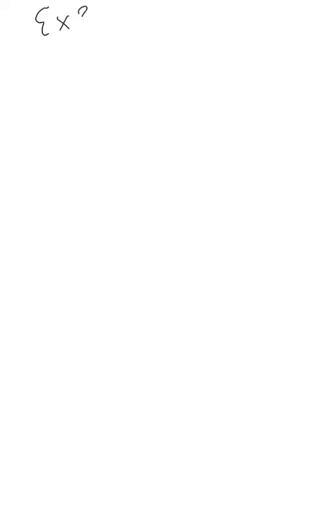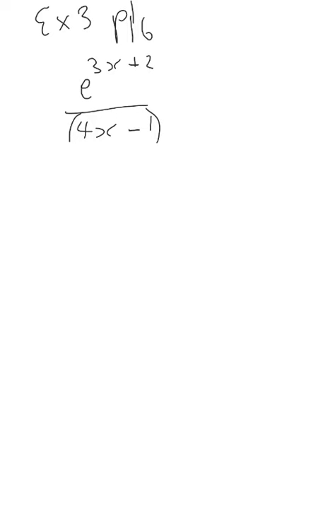Example 3. This is page 16. I think this is supposed to be the function e^(3x+2) all upon (4x−1)^3. This is supposed to be equal to y.